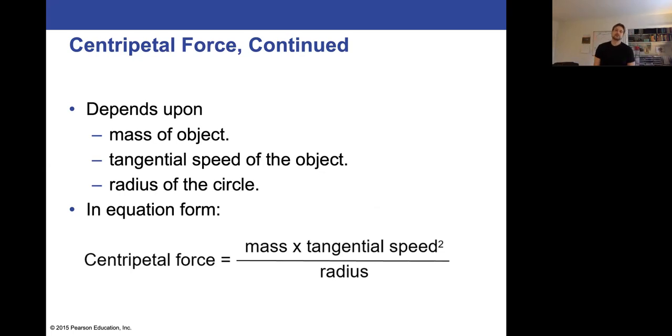Mass times tangential speed. In other words, what your speedometer says as you're driving in a circle. Mass times speedometer squared divided by the radius.